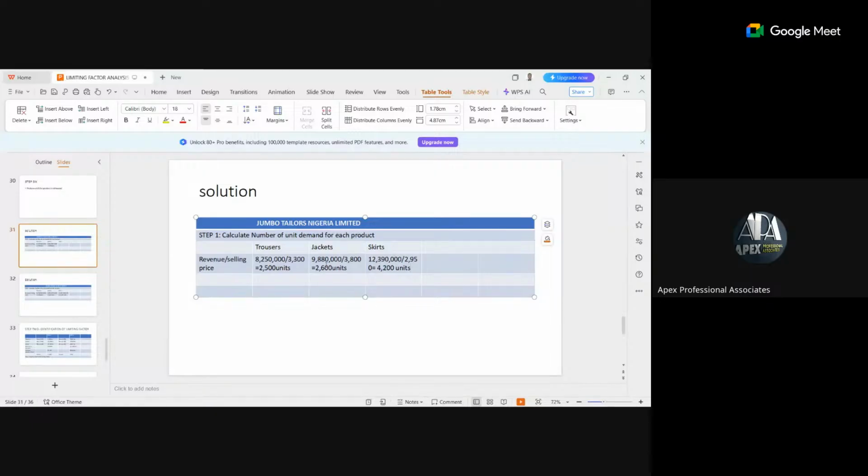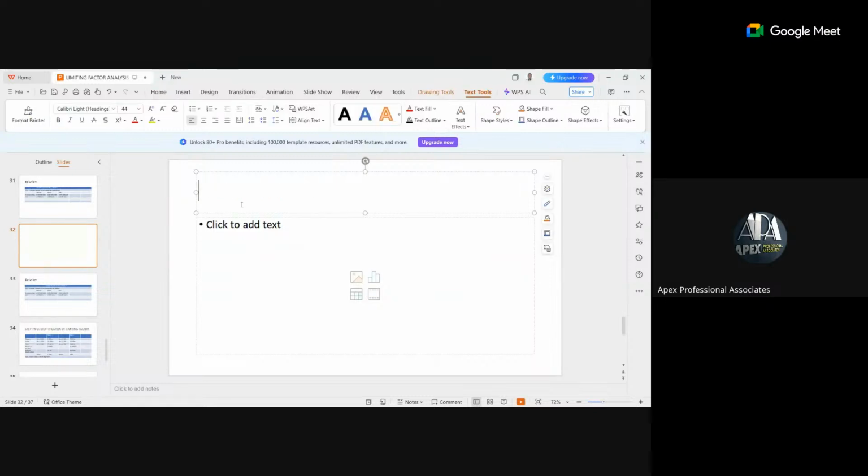Step two. Identification of limiting factor.